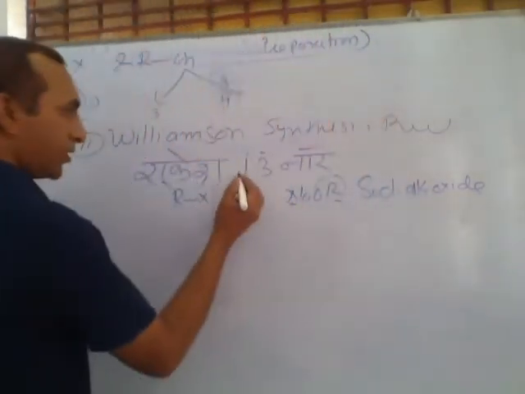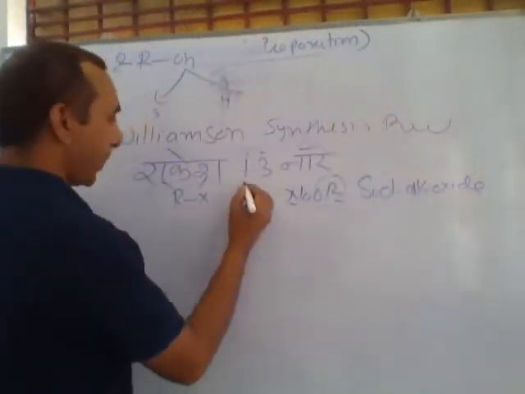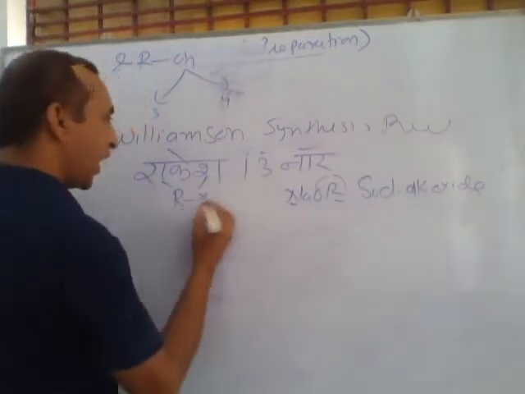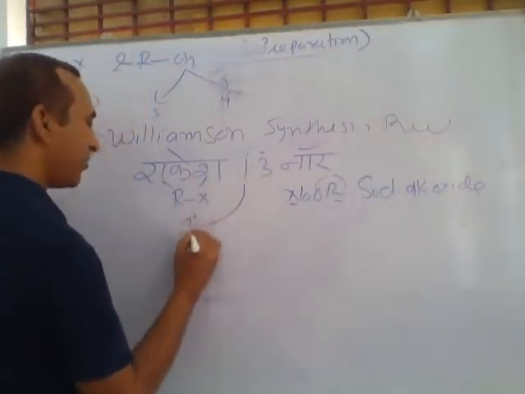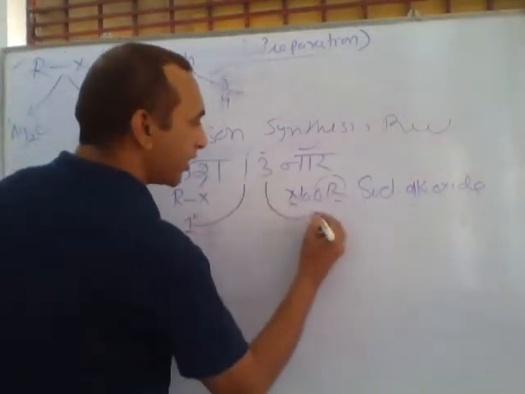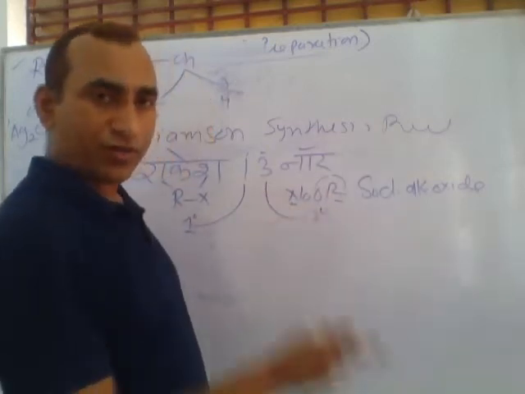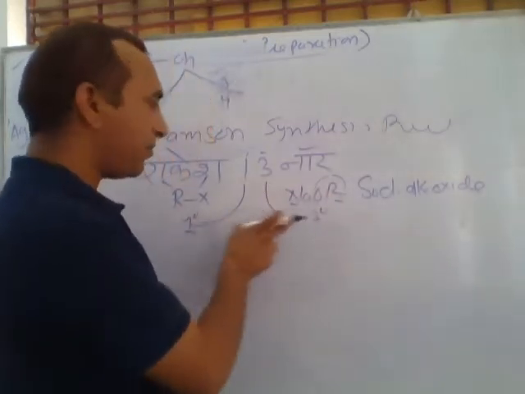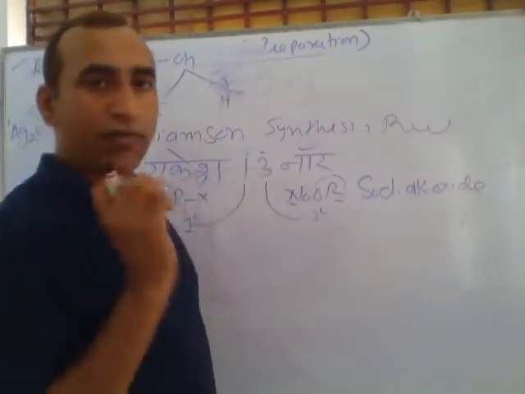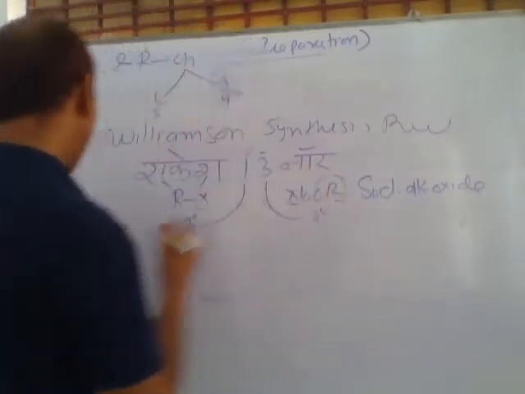And this 1-3 means that for a better product, RX should be primary and NaOR should be tertiary. If we use these categories of RX and NaOR, the better product is formed. Here is an example.